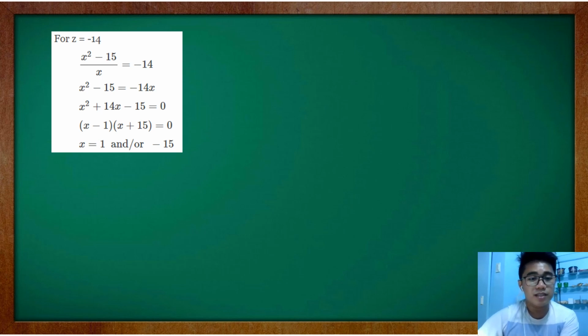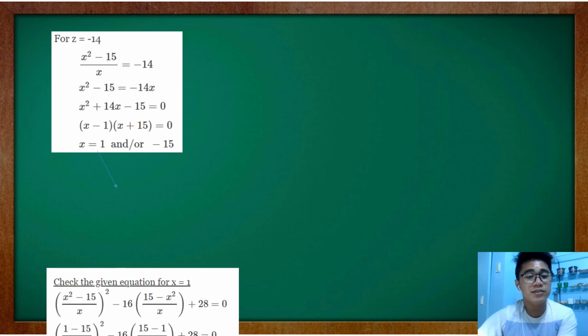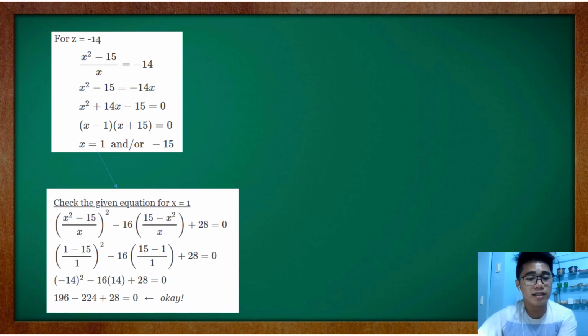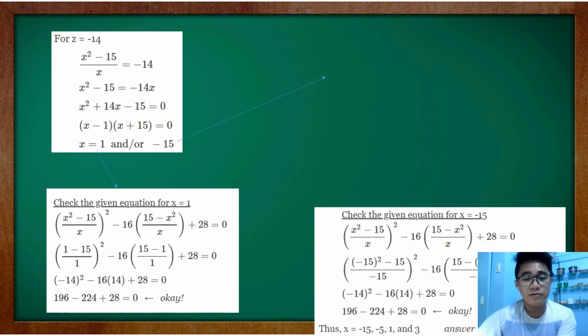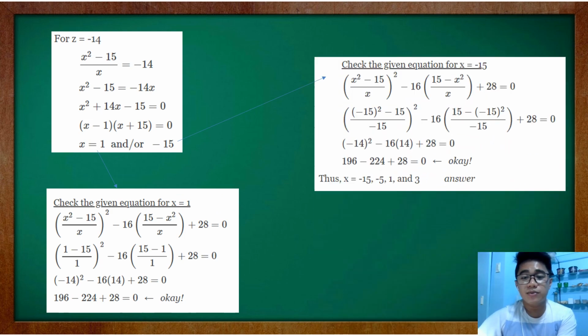So, now, i-check na naman natin ulit yung 1 at saka negative 15 by substituting to the original equation. So, meron tayo niyan. Okay. So, pag-check natin, nakita natin na yung result pag-simplify is 196 minus 224 plus 28 is equals to 0. So, ibig sabihin, okay siya. What about negative 15 naman? So, we also have 196 minus 224 plus 28 is equals to 0. So, ibig sabihin, okay pa din.